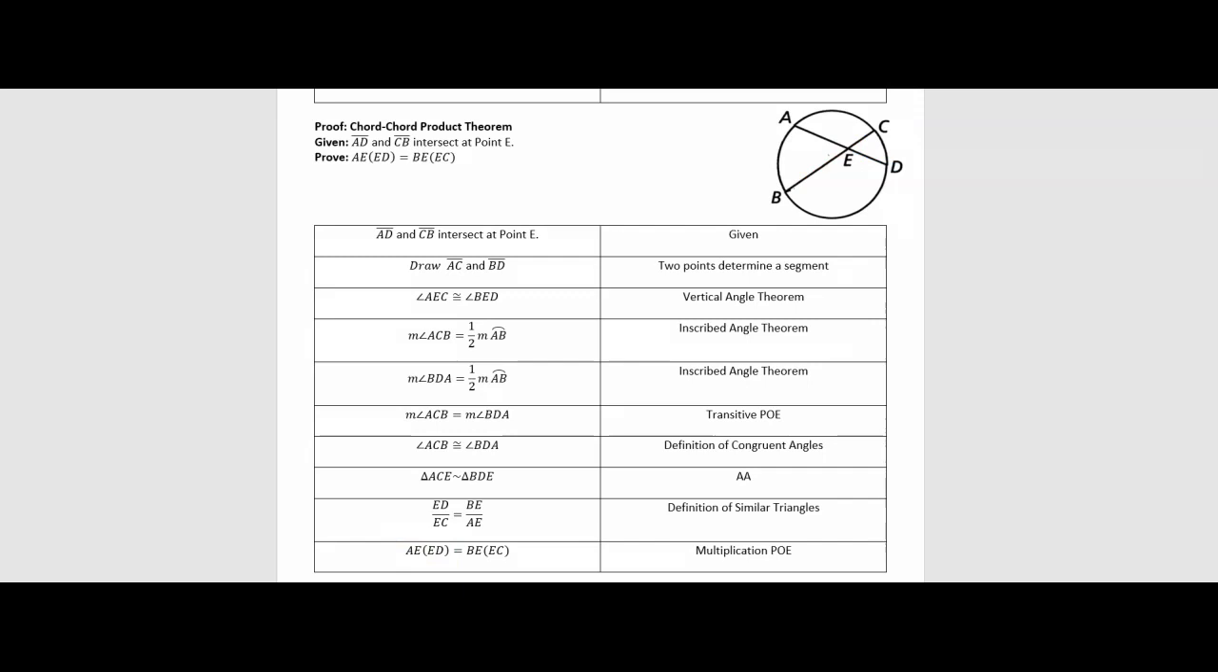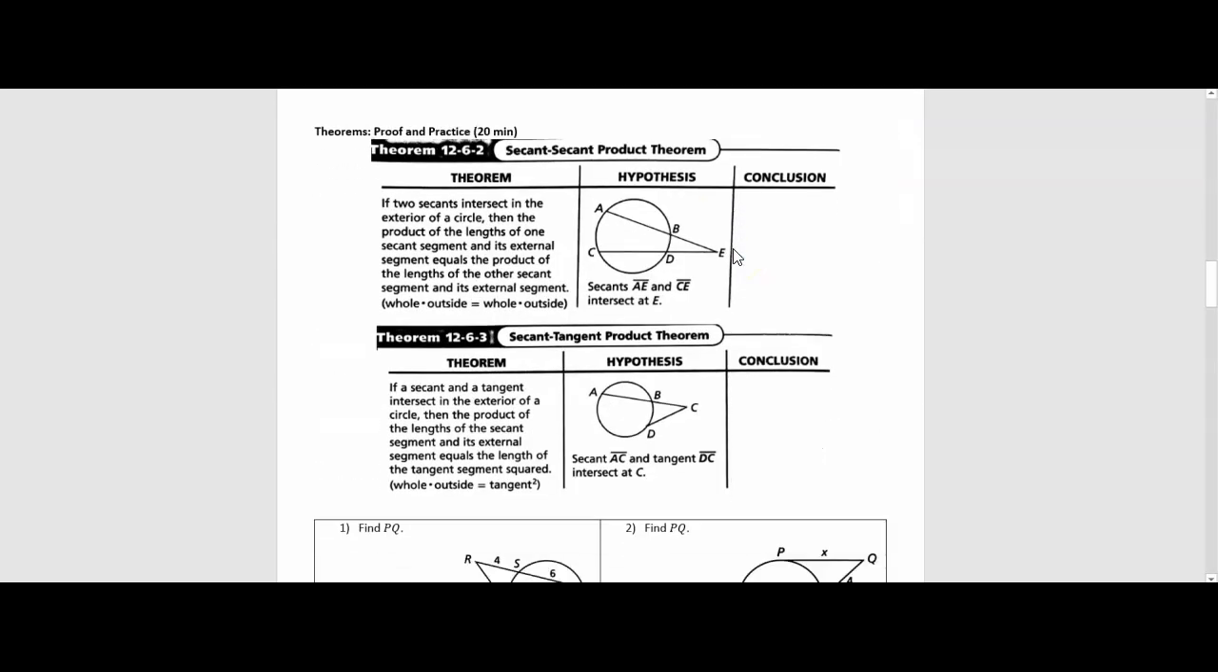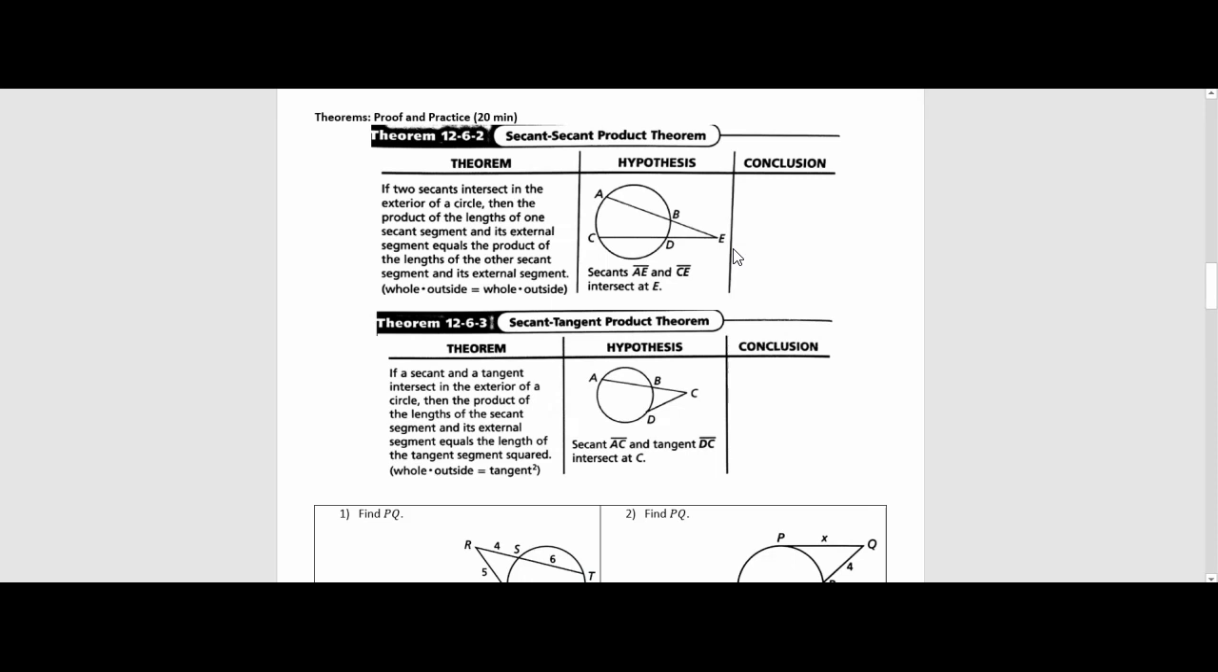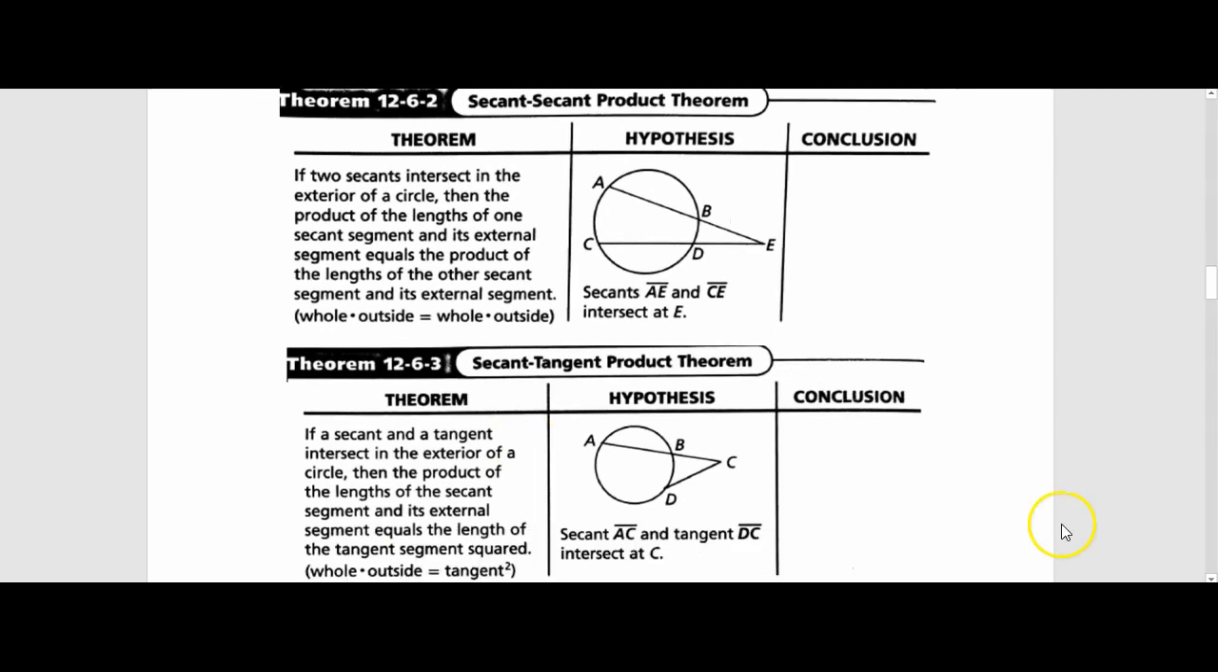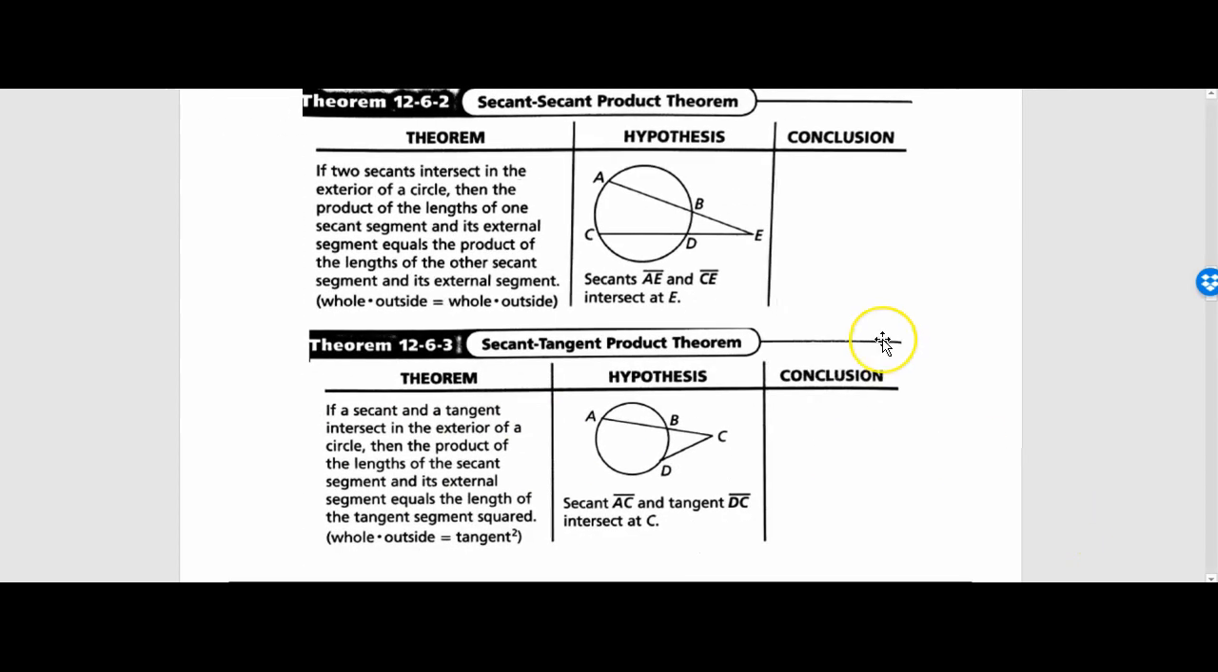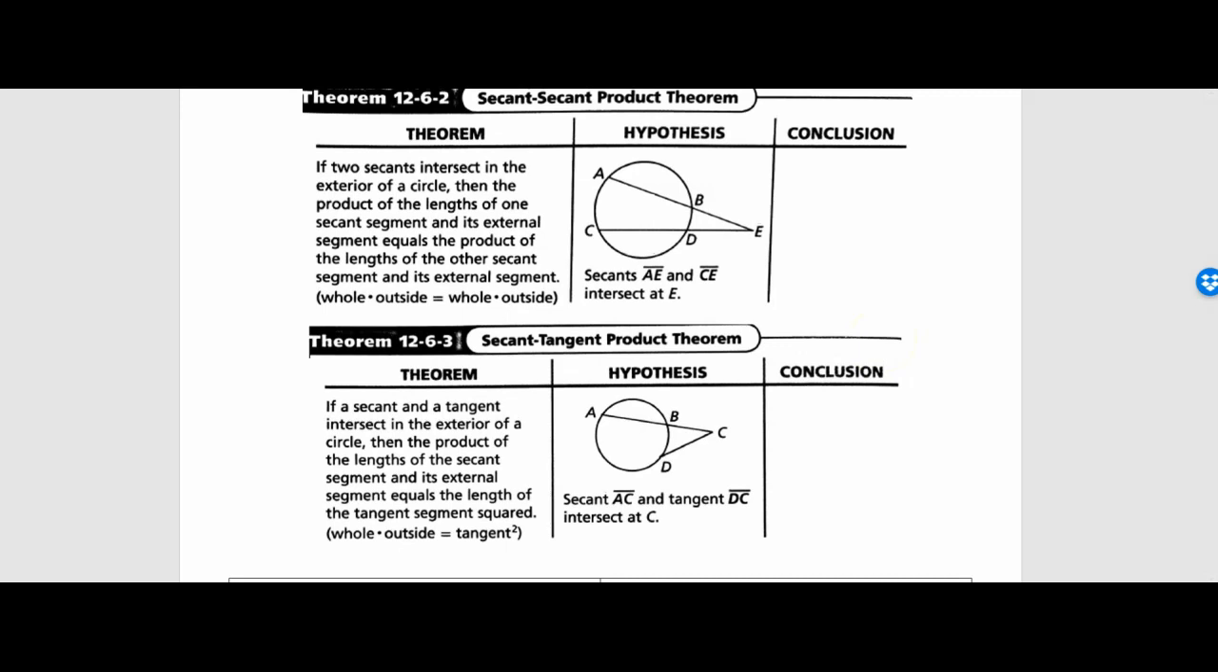All right, two more theorems today. One is called the secant-secant product theorem. One is called the secant-tangent product theorem. Same thing as before. Go ahead and read the theorem and see if you're able to come up with a conclusion. Your conclusion is going to be an equation for both of them. So reread the theorem maybe once or twice, look at the diagram, and write your conclusion in the form of an equation.